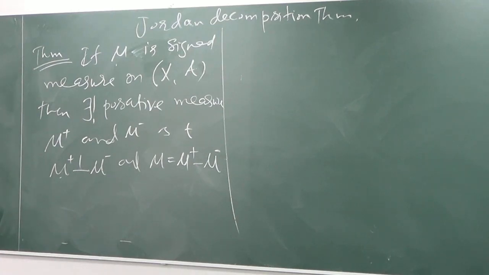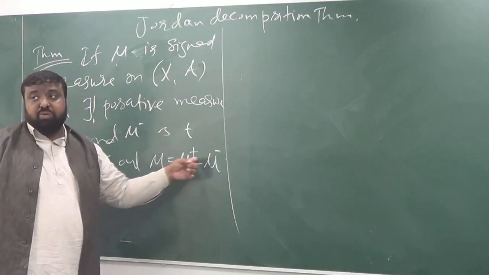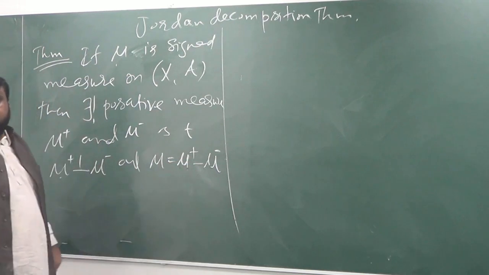So what is this result telling you? It's telling you that if you have a signed measure, then you can break it down into positive and negative form. You can find mutually singular positive measures such that mu can be decomposed as the difference of two positive measures.